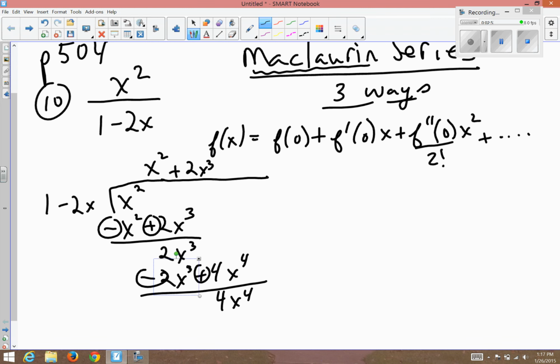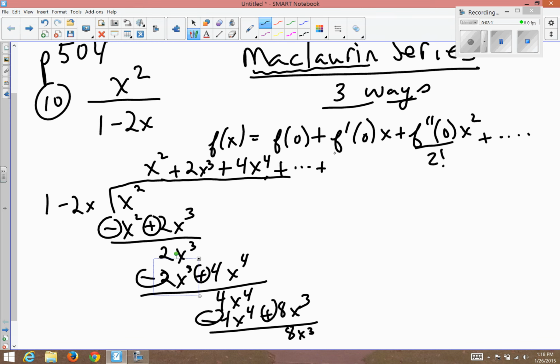Start over. What do I multiply by 1 to get 4x to the 4th? It would be 4x to the 4th. 4x to the 4th times everything out here is 4x to the 4th minus 8x to the 5th. Change the signs. Add. And this continues forever. In general, each of these terms is 2 raised to the nth power times x raised to the n plus 2.